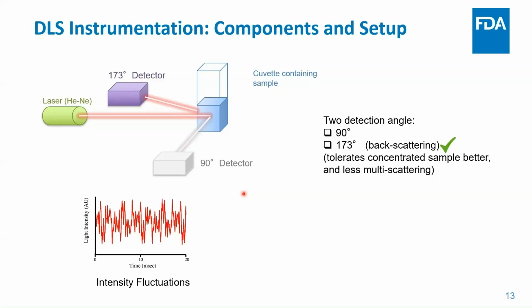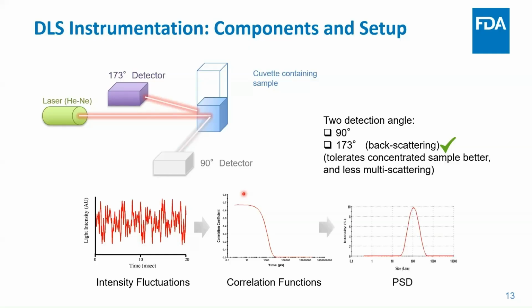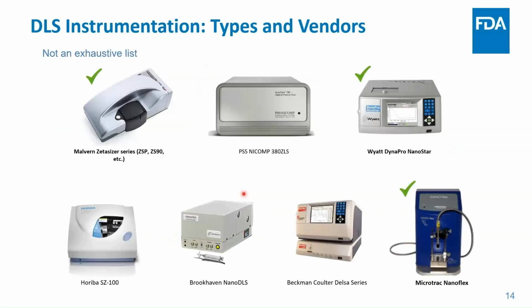We're looking at intensity fluctuations in time. We're turning that into a correlation, and using a fitting of that correlation function to get our particle size and our particle size distribution out of the system. So there are a number of commercial instruments. We have at least 3 of these in our lab right now. We have the Malvern Zetasizer, the DynaPro, which is a plate reader style DLS, and this heterodyne system down here, the Microtrac NanoFlex.